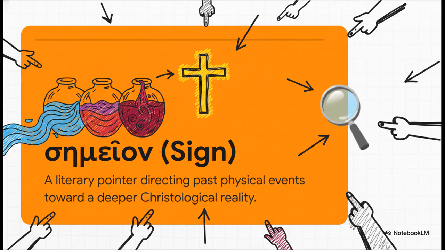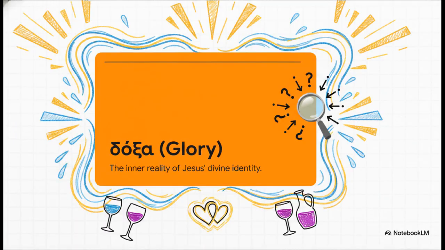He explicitly defines this event in verse 11 as a semeion, a sign. A Johannine sign is a highly intentional literary and historical pointer. It directs your eyes past the physical mechanics of the event, past the water, past the wine, past the jars, straight toward a deeper Christological reality. And what exactly is that deeper reality?